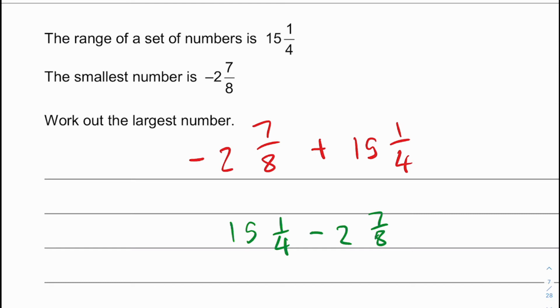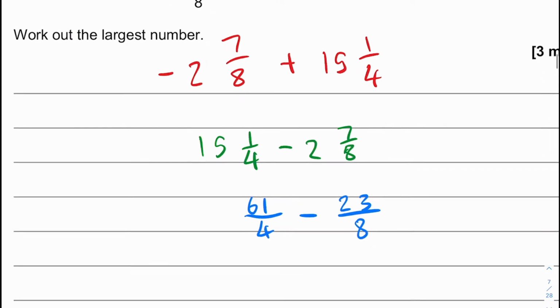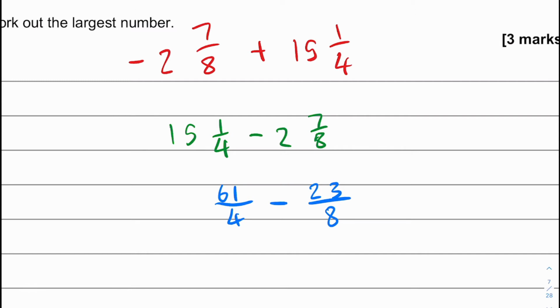Okay, the next thing to do is convert both of these mixed numbers into single fractions, or improper fractions as they're called. So the way we do this is, for the left hand side, we do 15 multiplied by 4 and then plus 1. So 15 multiplied by 4 is 60, and plus 1 we get 61/4. And this is take away 2 multiplied by 8 plus 7, so 23/8.